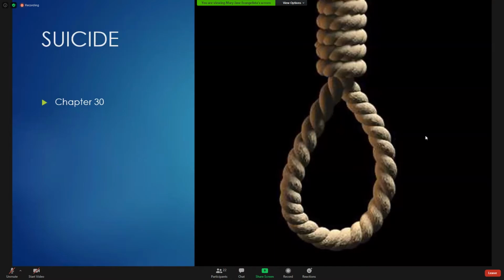Now, if the patient has a history of suicide, write it down. This is like a common question in the ATI. Okay? How will you know if they have another plan? Okay? Write it down. So, from depression, they will become cheerful. They will become very happy. Okay? And then they are giving away their belongings.